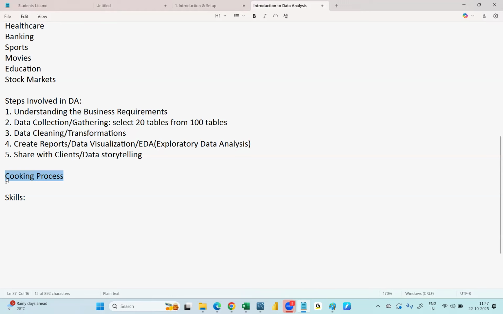So the step of finalizing that food item is called what? Understanding the requirements. Which requirements? Family members' requirements. Here it is business requirements, there it is family members' requirements. That is what I mean to say. Whatever steps you perform in data analysis are the same steps followed in the cooking process also. That's a real-time example I'm explaining to you. Try to observe carefully.